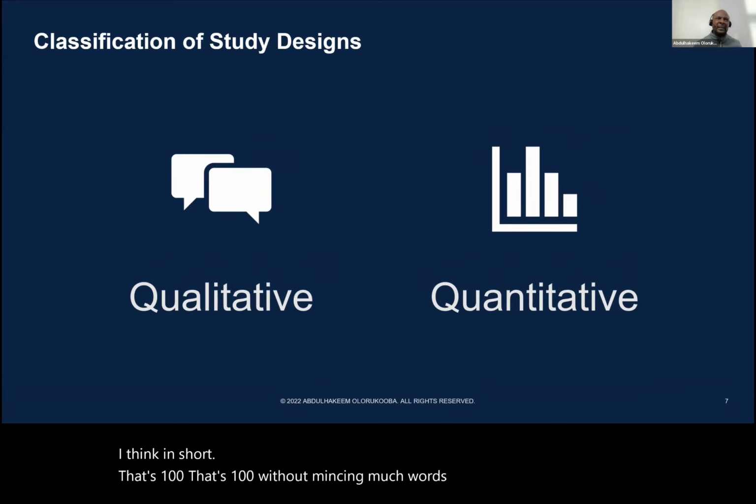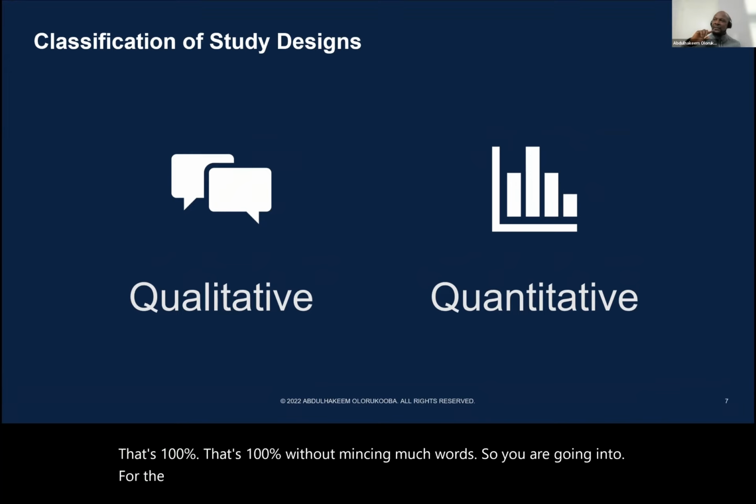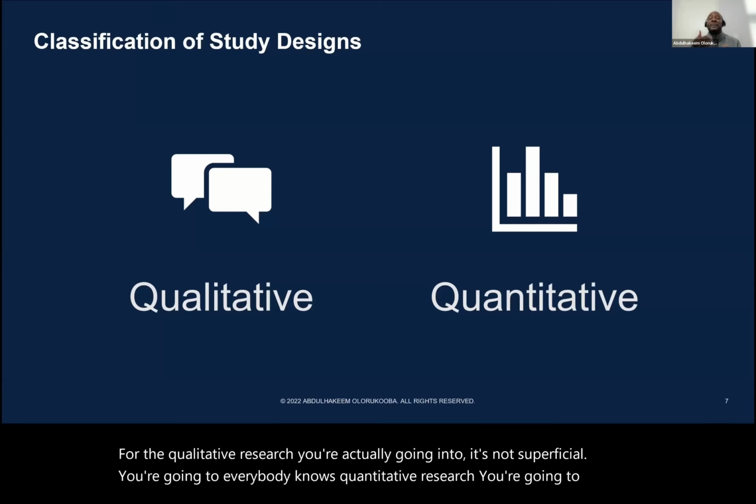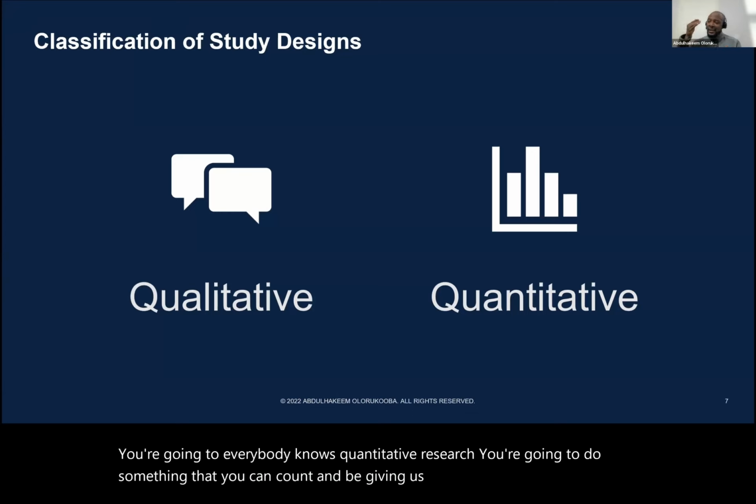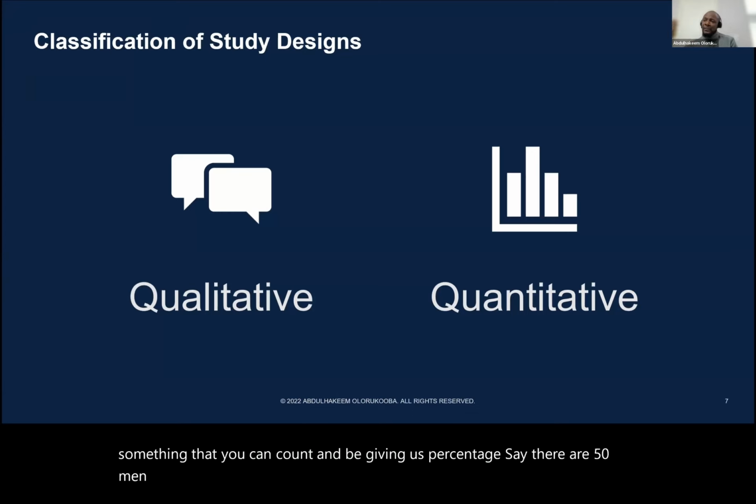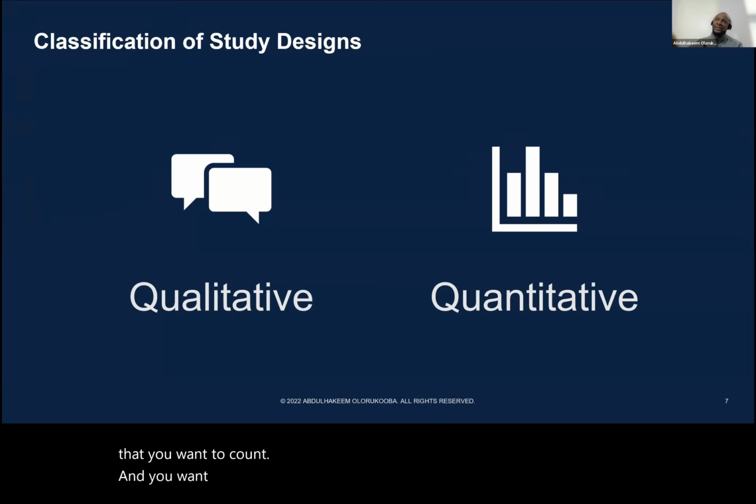So for qualitative research, you are actually going into it, it's not superficial. Everybody knows quantitative research. You're going to do something that you can count and give us percentages. Say there are 50 men, 20 women, the male-female ratio is 20%. You're going to do something that you want to count and deal with.